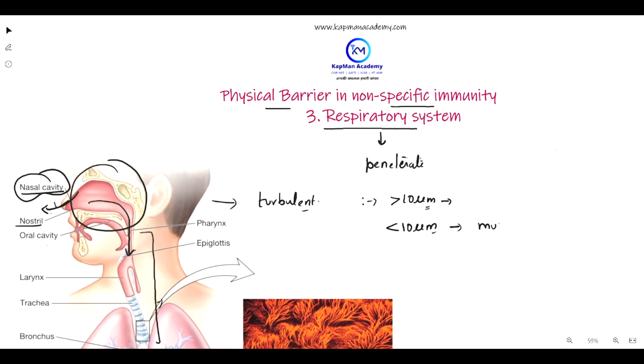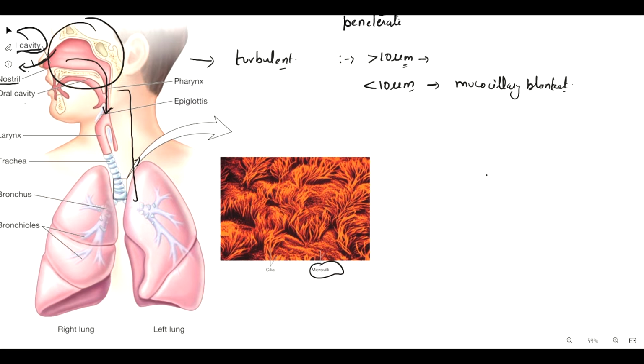They get trapped in the mucociliary blanket, right? Which is composed of microvilli and cilia, and then they are transported by the mucociliary escalator away from the lungs. So if they are trapped here, they are expelled by natural reflexes like coughing and sneezing, which help in the clearance of the respiratory system.